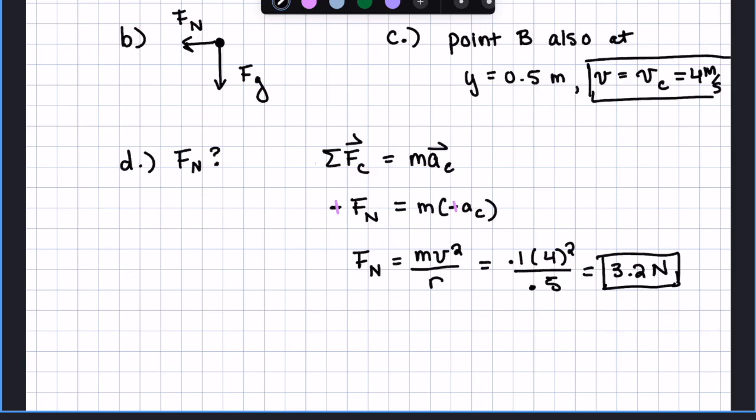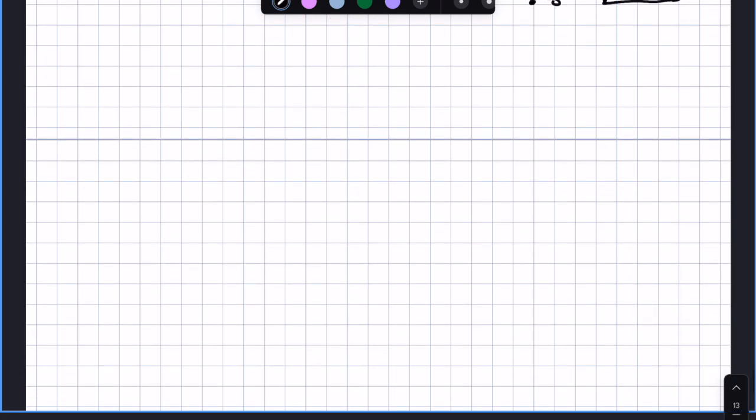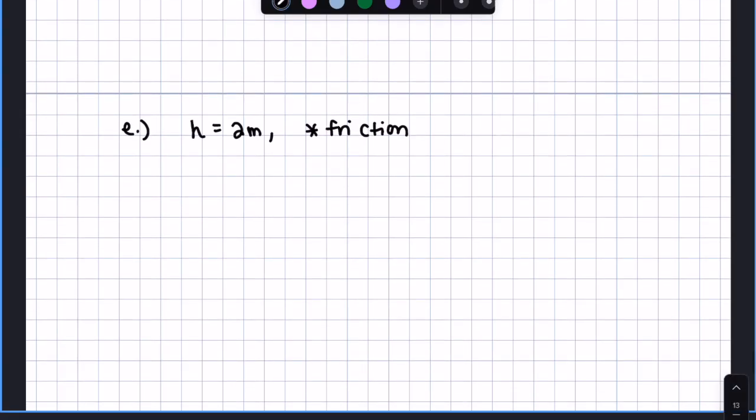Where now we're saying, okay, let's say we have another track that's the same exact configuration, but now it has friction. We know for this track, we actually have H equal to 2 meters. And now we want to know what the work done by friction is, if now we need to drop this from 2 meters in order to get it leaving point C at that same speed of 4 meters per second.